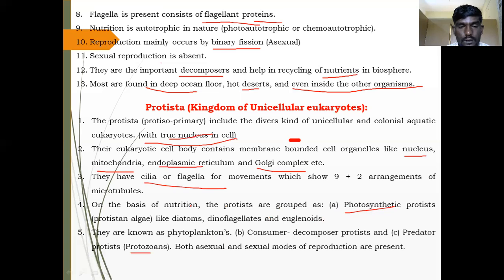Here, you can observe their mode of nutrition. Some are photosynthetic, by using sunlight they produce their own food material. Algae, diatoms, dinoflagellates, and euglenoids are examples of photosynthetic protists. Some are called phytoplanktons, that is consumers, decomposer protists, predator protists, for example protozoans. And the last important sentence of this, that is the protist organisms show sexual as well as asexual modes of reproduction. These are the very important differences between the monerans and protist organisms. I hope you are able to understand.